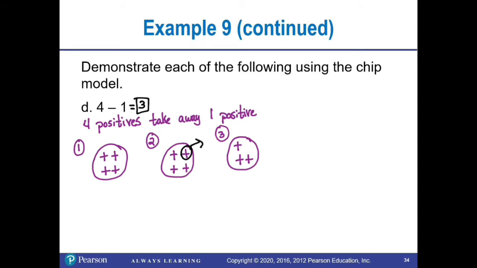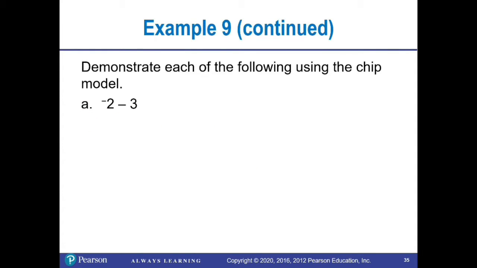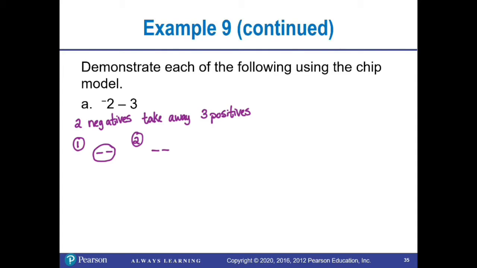Now, let's go back and look at part A. So in part A, we have negative 2 minus 3. So the negative 2 tells me I start with 2 negatives. So I'm going to draw 2 negatives in my set. The minus tells me to take away, and after the minus, I'm taking away 3 positives. Now in my set, I don't have 3 positives to take away. So I add 0. So a 0 would be a positive and a negative. And I'm going to keep putting in 0, positive and negative until I have 3 positives.